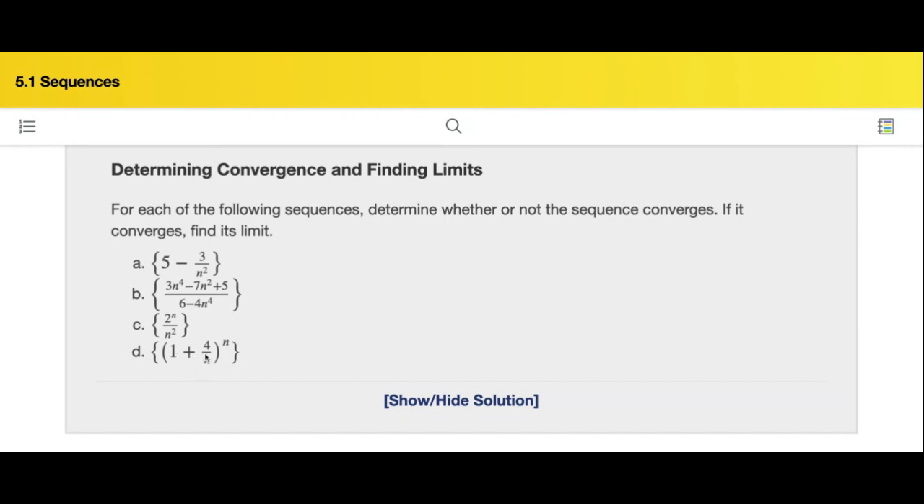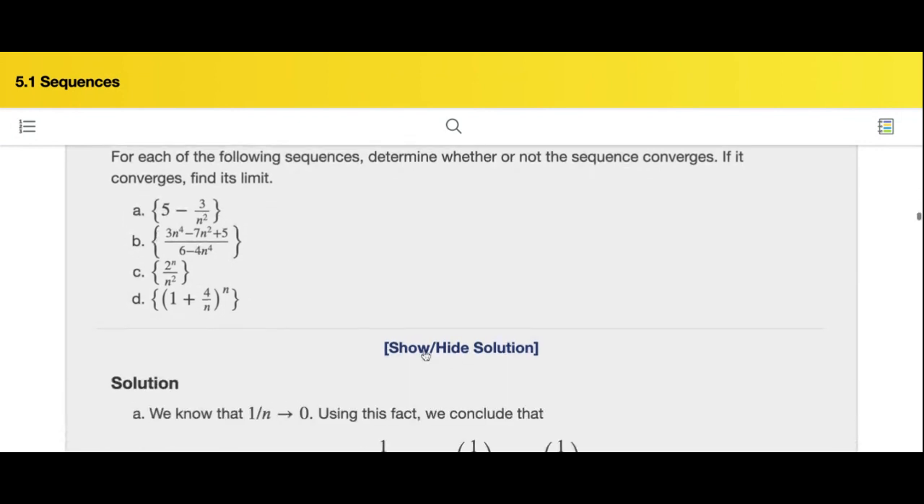And with this one, 1 plus 4 over n, raised to the power n, we take the limit of this, right? We can put the limit inside the power n. The limit of 4 over n goes to 0, so the limit of the base is 1. The limit of 1 is 1, 1 raised to n is still 1. So it's similar, except for C. The first, second, and third are very similar to when we're dealing with functions.